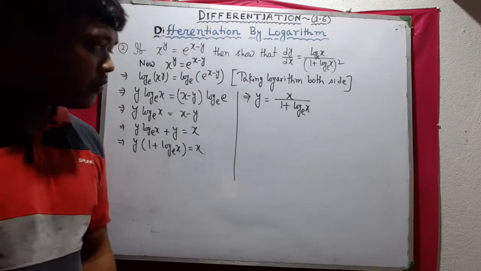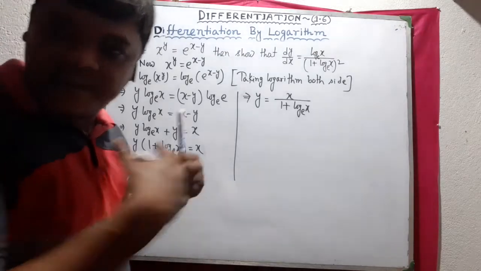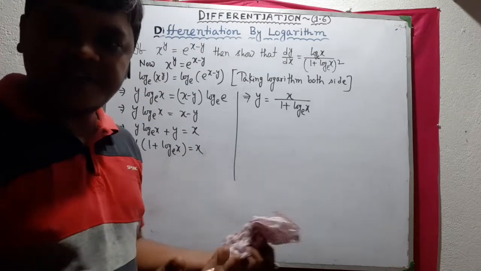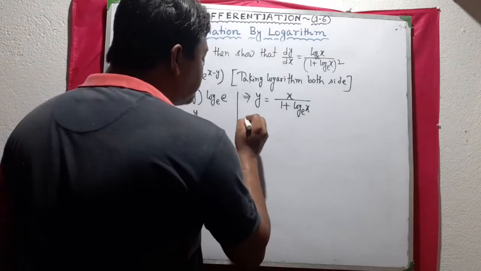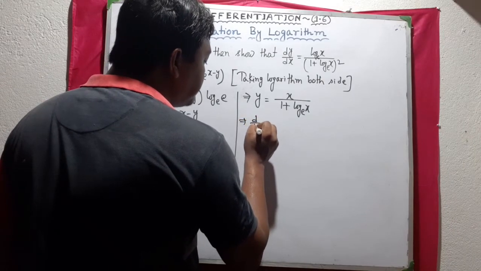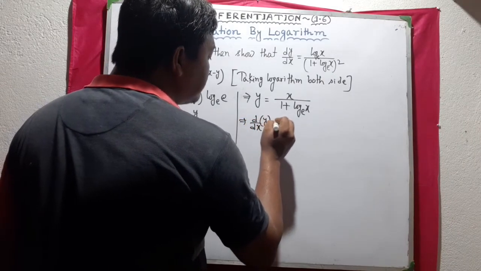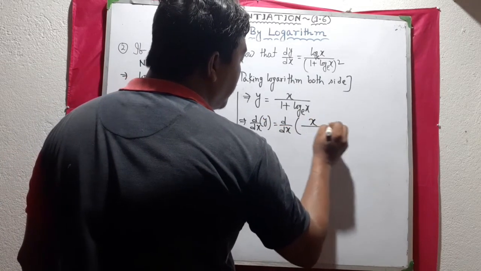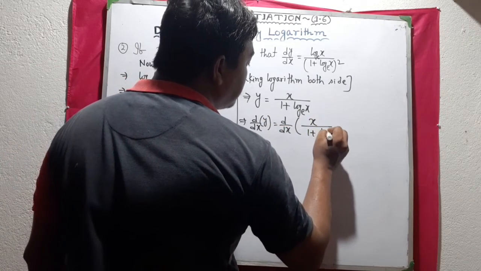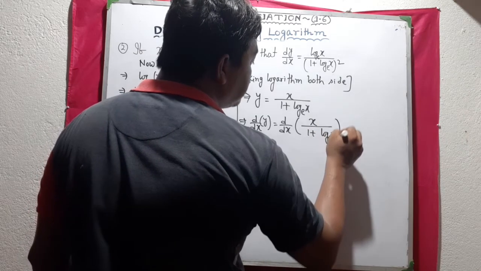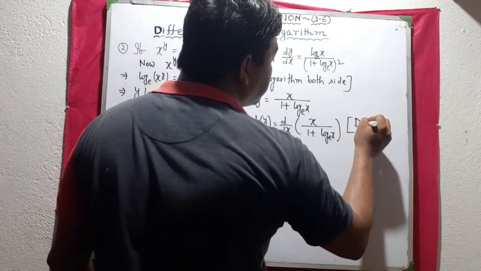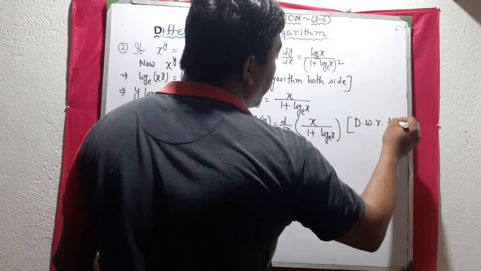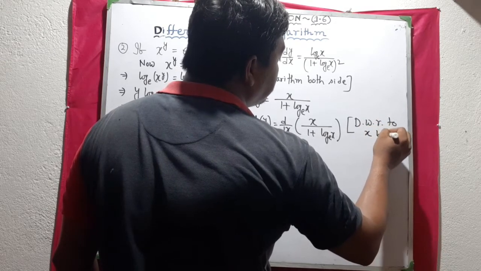So now this is the y equals f(x) type function. We can easily differentiate it. So differentiate with respect to x both sides: d/dx of y equals d/dx of x by (1 plus log x base e).